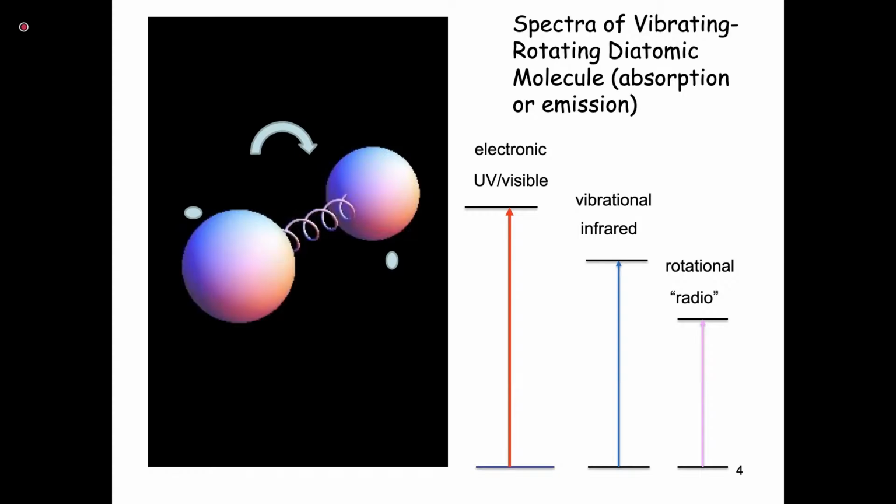So rotation, what happens if a molecule rotates, you see radio waves. Radio waves are very important and are seen with radio telescopes.